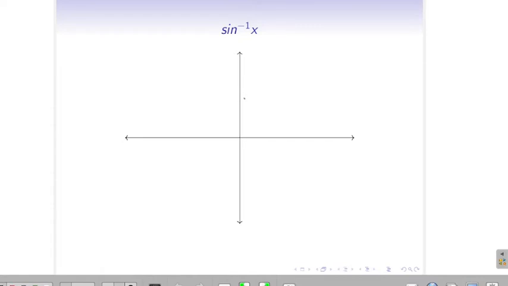Now let's talk about some inverse trigonometric functions. Let's talk first about sin inverse x. The domain of sin inverse x is minus 1 to 1, and the range is minus pi by 2 to pi by 2. The graph of sin inverse x will be like this, starting from here, here, and like this.